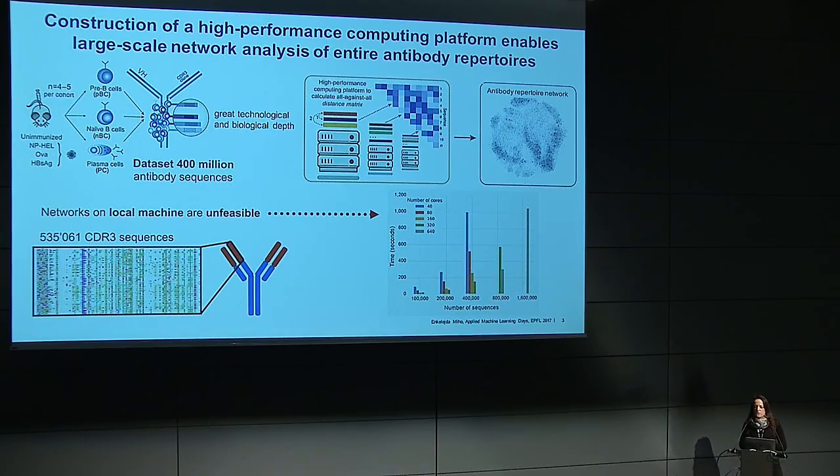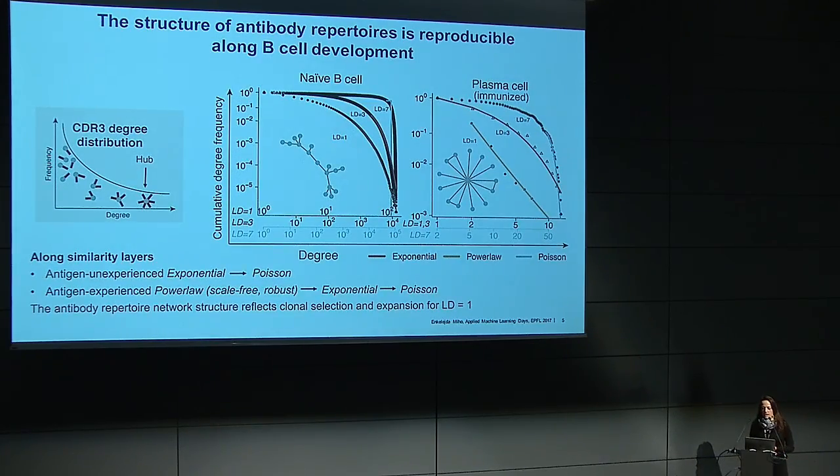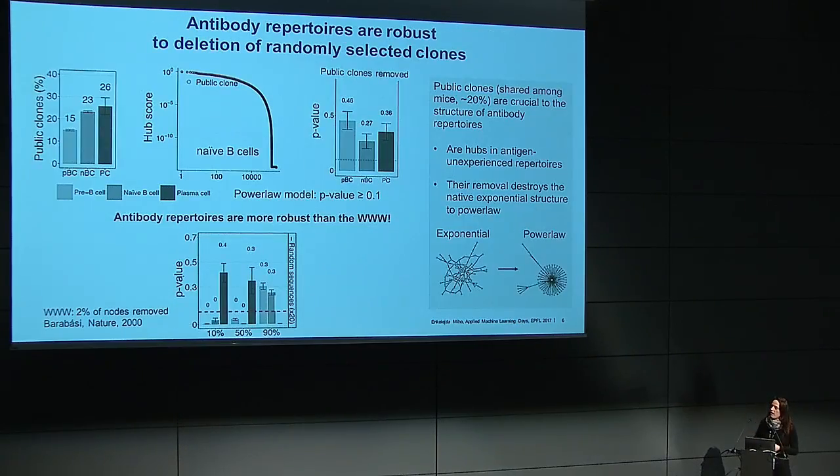This has empowered us to look more specifically at 3 dimensions of the antibody repertoire response: for example, the reproducibility of the structure, the robustness to the deletion of several clones or antibodies, and the redundancy. So how can you predict the other differences between the sequences of antibody repertoires if you know one layer, so one difference? And we have discovered that the structure is reproducible. It's basically exponential before immunization, and it's power law after immunization. So it means that you have an immune response that is centered on specific sequences that are all similar to one sequence that is specific and is binding to one pathogen, like a virus or a bacteria.